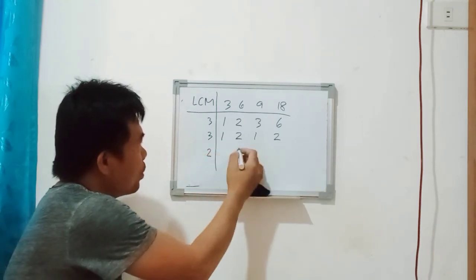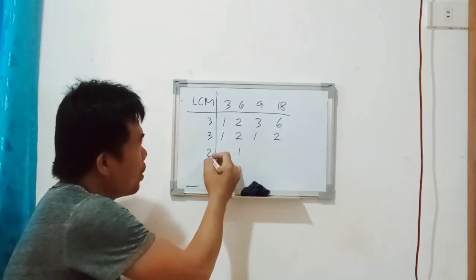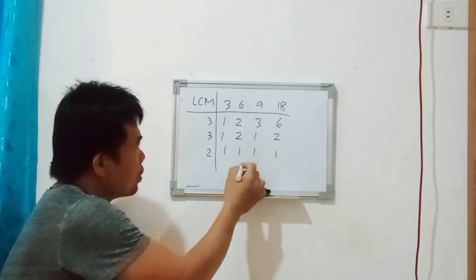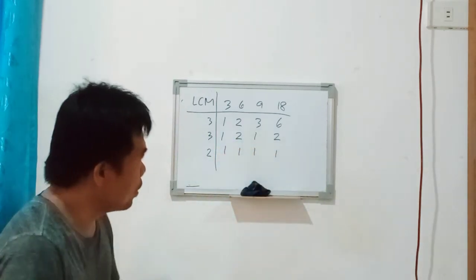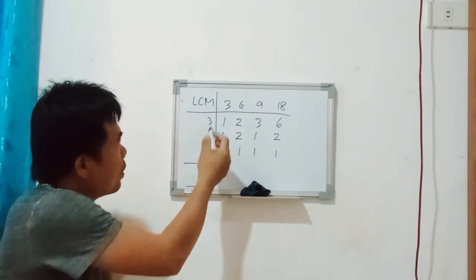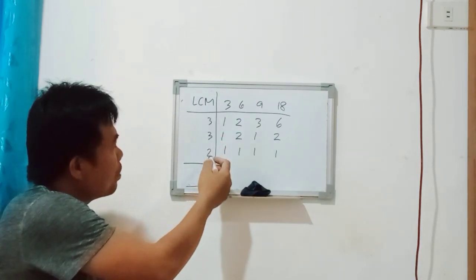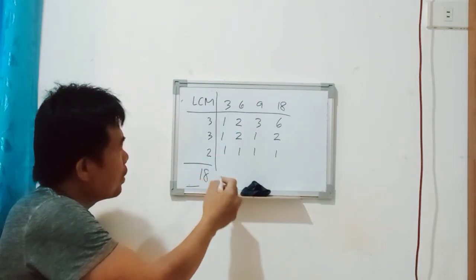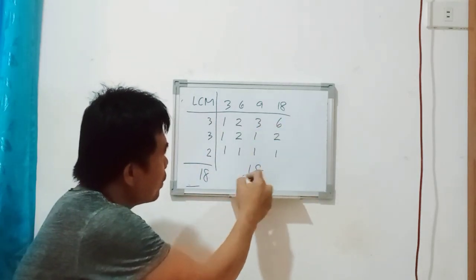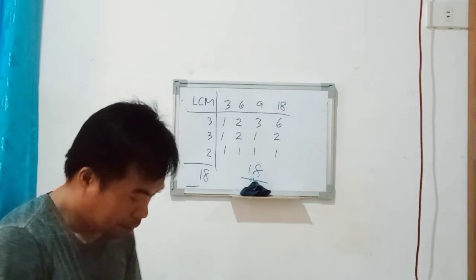2 divided by 2 is 1. 2 divided by 2 is 1. Bring down the other ones. So the numbers here become 1. So next step, we multiply these numbers. 3 times 3 is 9, times 2 is 18. So the LCM for these numbers is 18.